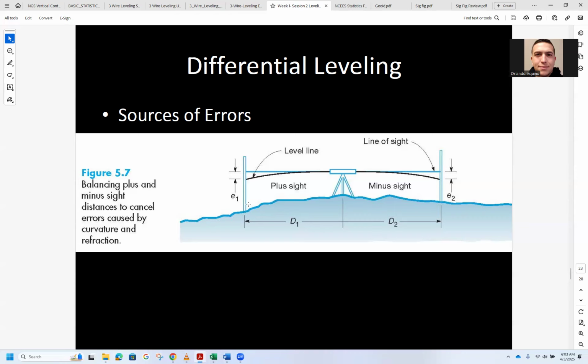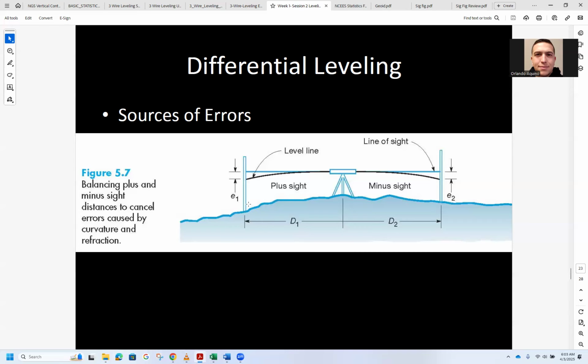On slopes, it may be somewhat difficult to balance lengths of plus and minus sights, but following a zigzag pattern usually works. It should be remembered that the Earth curvature, refraction, and collimation errors are systematic and will accumulate in long levelings if care is not taken to balance plus and minus sight distances.